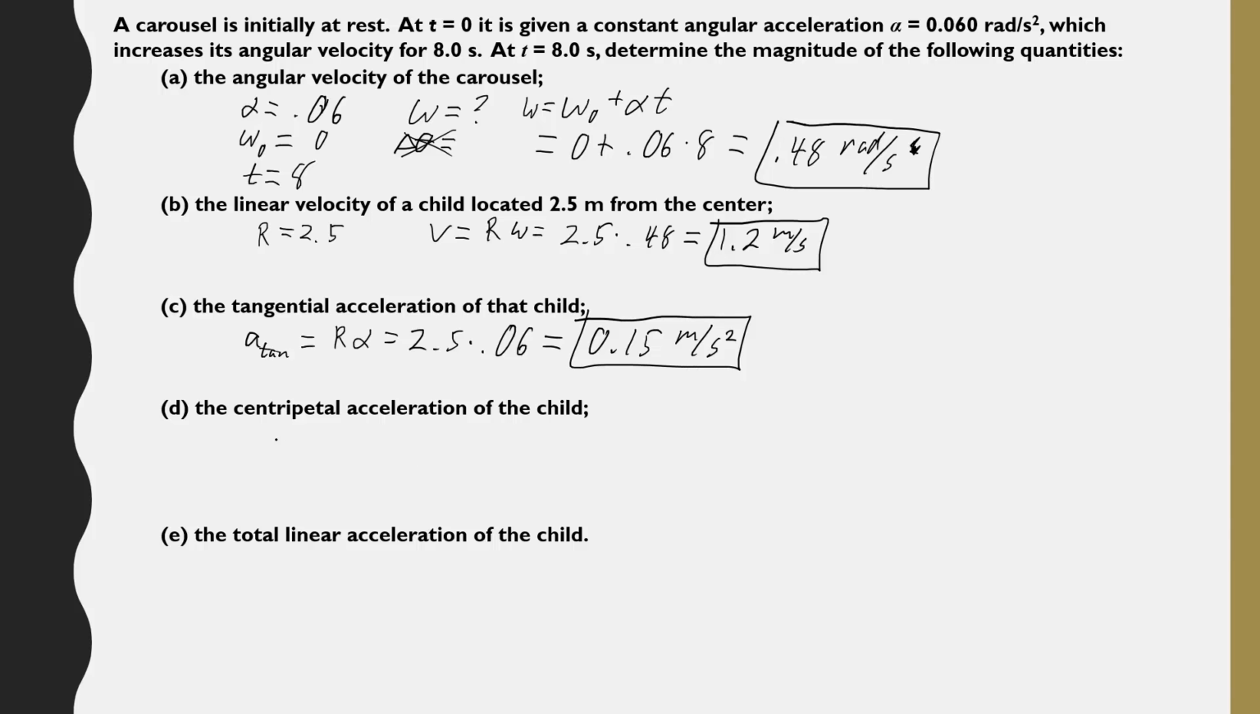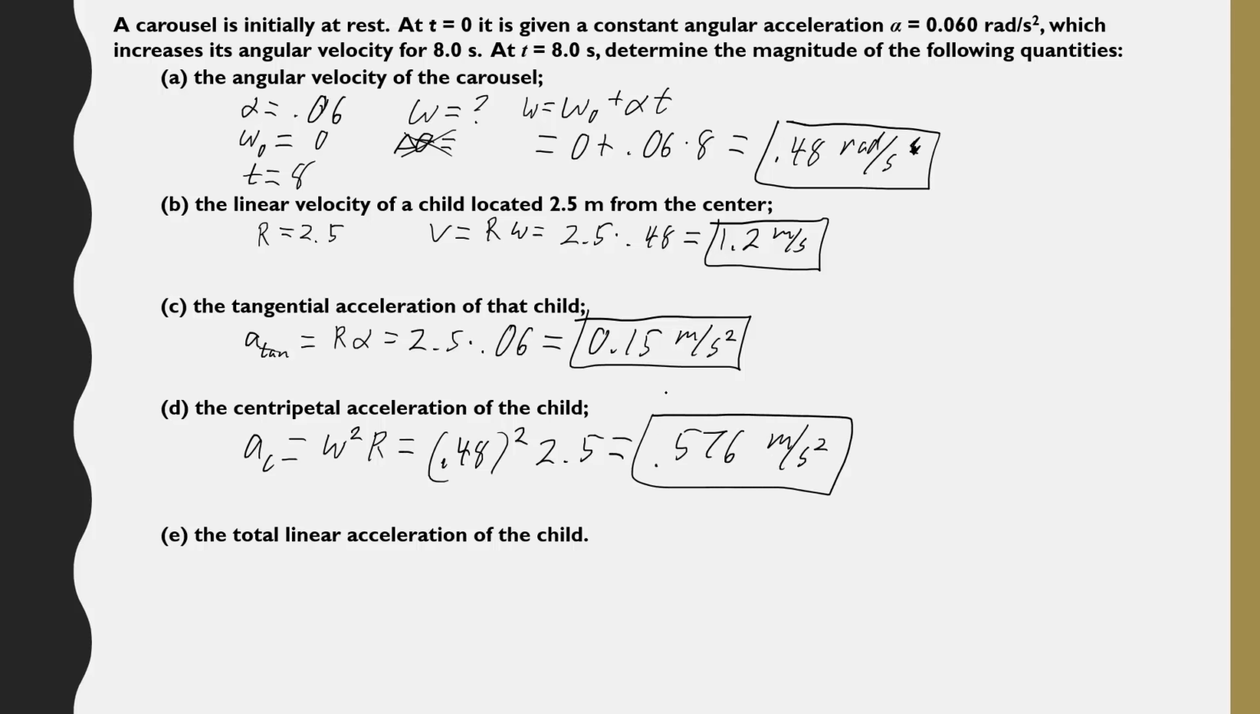Moving right along, centripetal acceleration. We could do v squared over r because we have v, but we might as well use our new equation just for fun, which was omega squared times r, because we also have those quantities. Omega is 0.48. Square that puppy, multiply by 2.5, and we get 0.567. This one is also meters per second squared, so both tangential and centripetal will come out in meters per second squared.